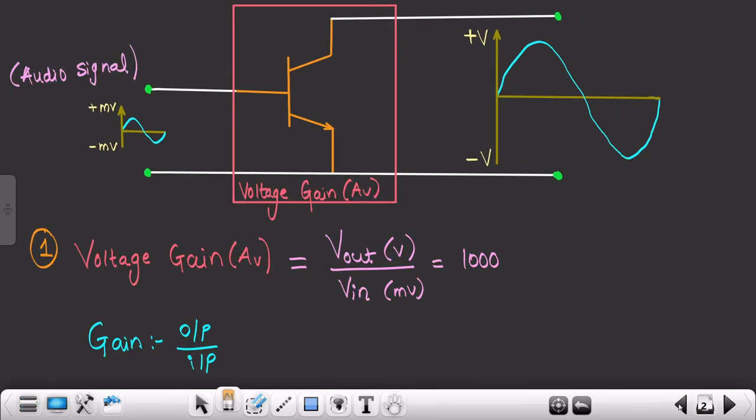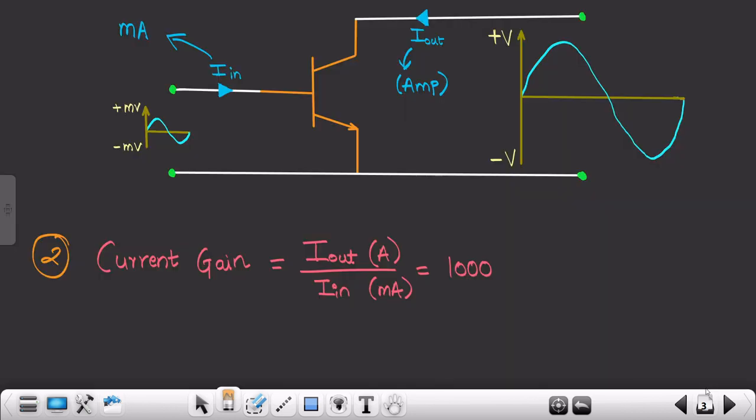And as I told you, for that we need these 4 parameters, that is voltage gain. That means the heart signal is in millivolts and we are converting it into volts. We are studying the gain. Gain means output by input. Since we are dealing with voltage, it is known as voltage gain. Similarly, when it comes to current, it is known as current gain. It is nothing but I out, that is output current divided by input current, right? And over here the gain is 1000 in this particular scenario.